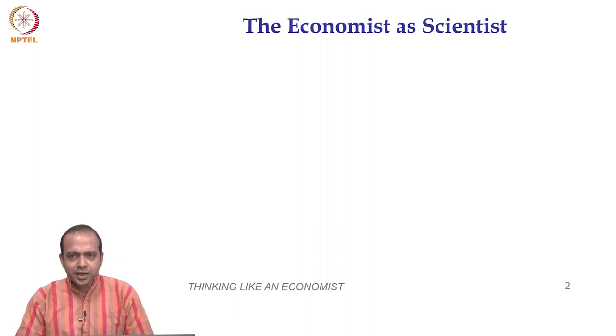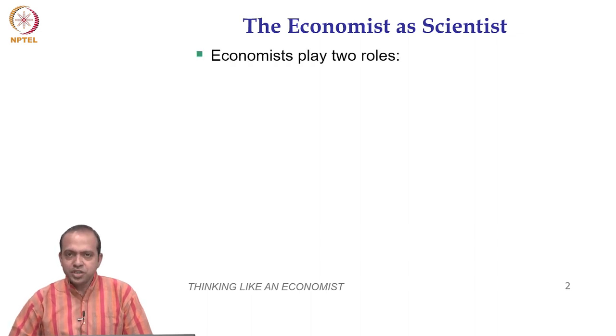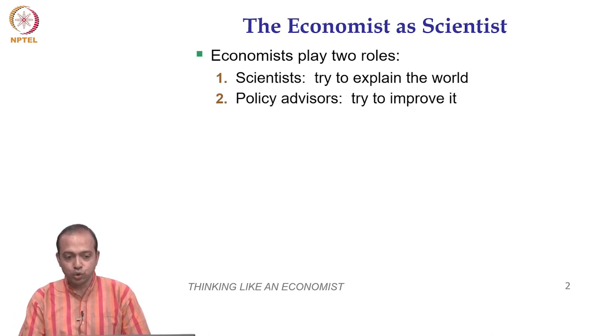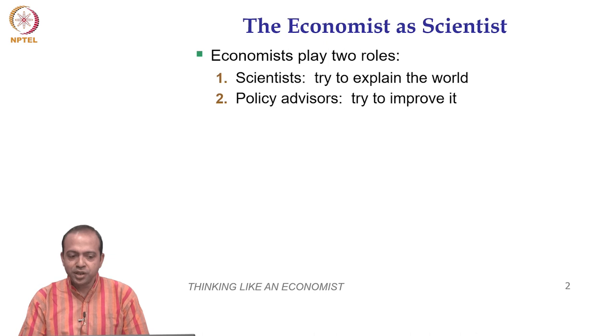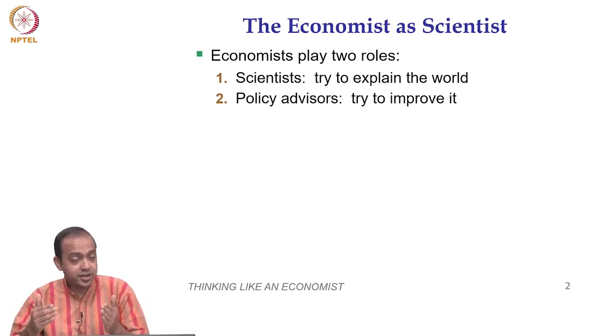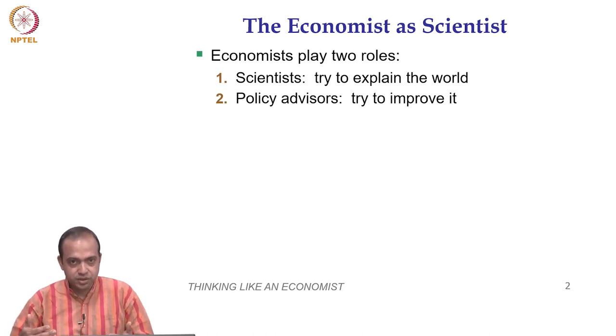The moment I say economics is also a science, a natural question that comes to our mind is, why do we call economics a science? What is the similarity between a scientific analysis and an economic analysis? So basically, economists play two major roles. As scientists, they try to explain the world, and as policy advisors, they try to improve it. So firstly, economists will explain why certain things are happening in certain ways, and then they will also suggest policies so as to improve the situations, right?